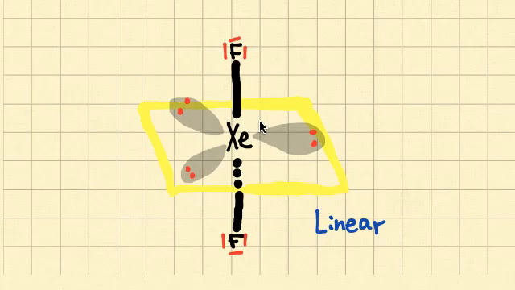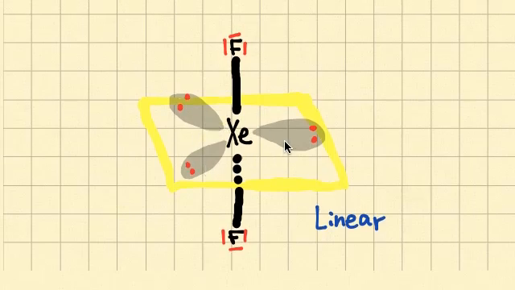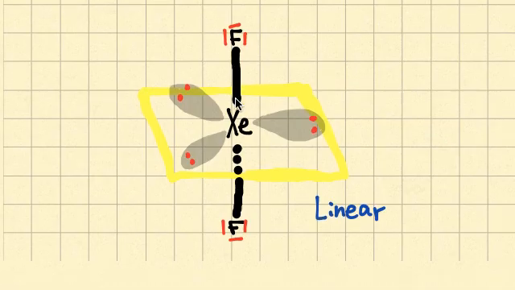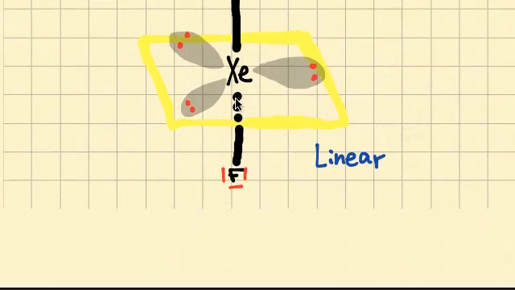Put another lone pair on, and it goes again in the plane, so that the lone pairs are 120 degrees from each other, and it's linear. So this now is 180 degrees across from each other. The shape of the molecule is linear, but the electron pair geometry is still trigonal bipyramidal.